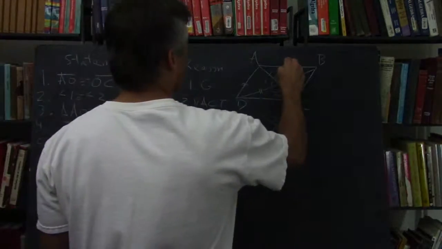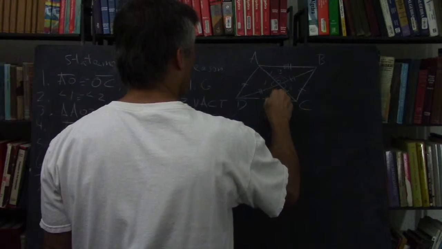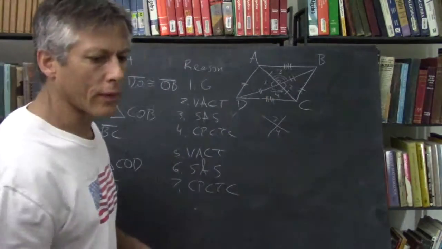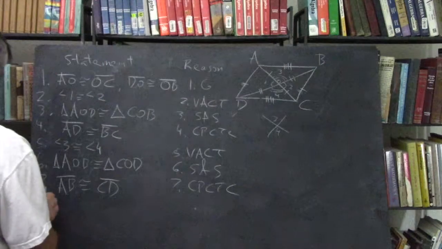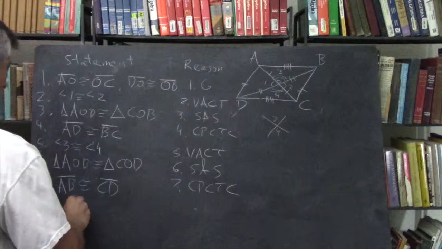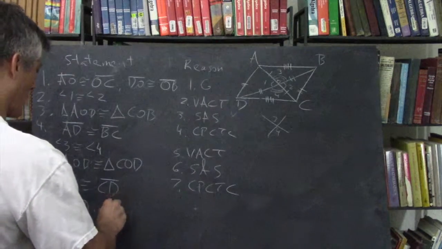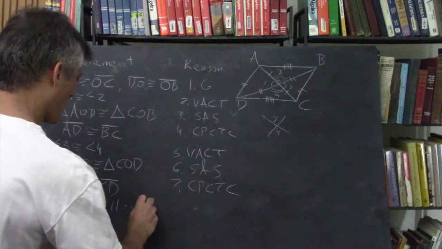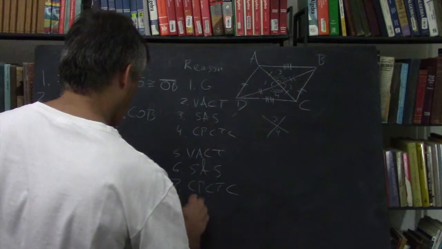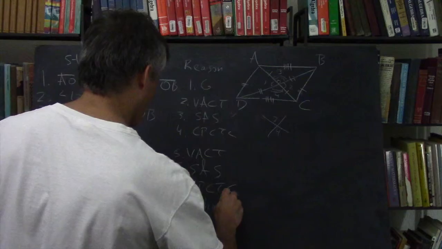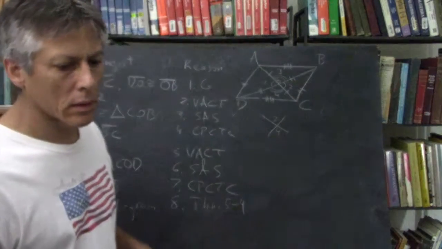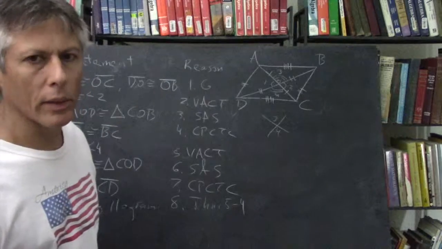And so opposite sides are congruent, so by theorem 5.4, ABCD is a parallelogram. Done. All right. So let's try a few exercises next.